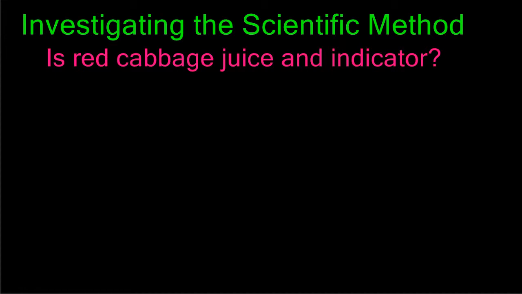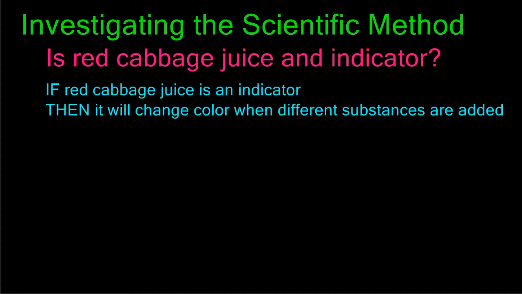Once we have our question, the next thing we need to do is form a hypothesis. The hypothesis is an answer to the question, a possible answer to the question, and it creates a prediction for what you expect to see in your experiment. It is written in an if-then format. So we will say, if red cabbage juice is an indicator, then it will change color when different substances are added.